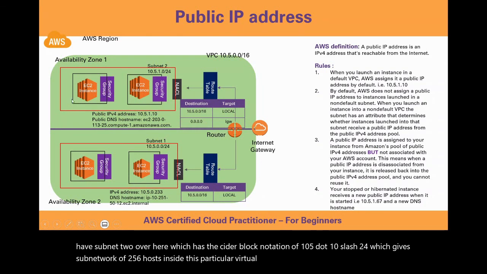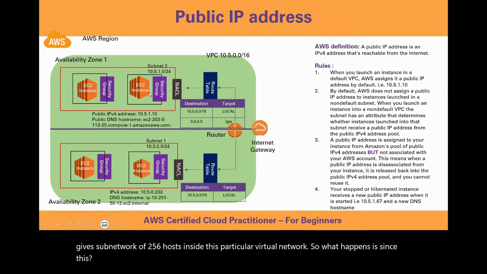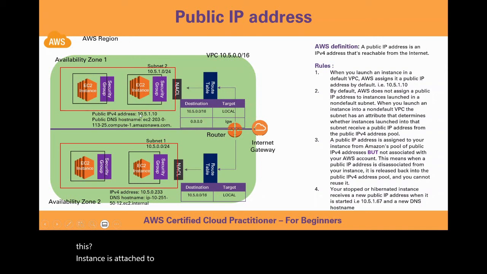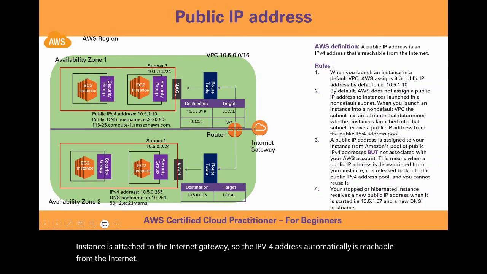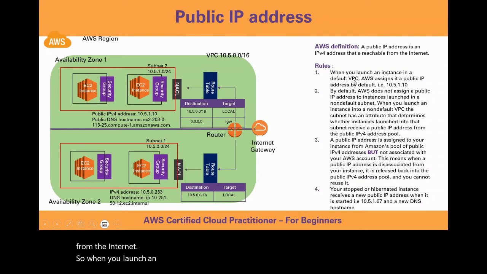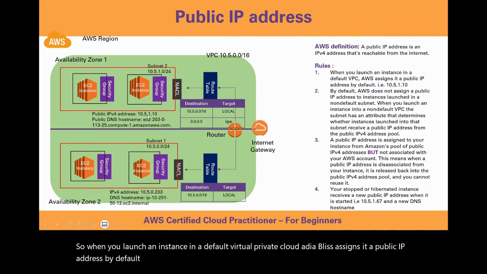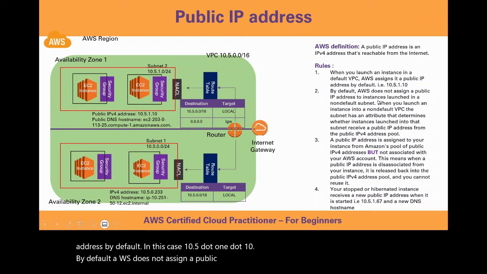What happens is, since this instance is attached to the internet gateway, the IPv4 address automatically is reachable from the internet. When you launch an instance in a default virtual private cloud, AWS assigns it a public IP address by default. In this case, 10.5.1.10. By default, AWS does not assign a public IP address to instances launched in a non-default subnet.